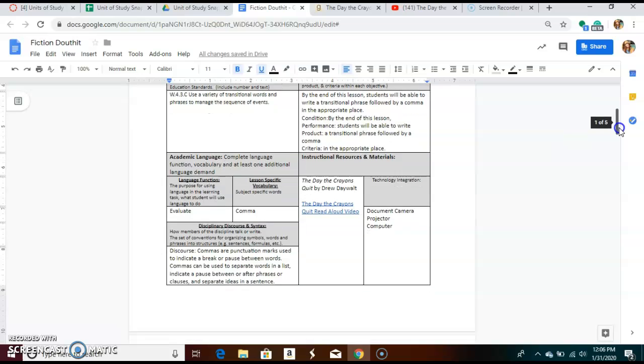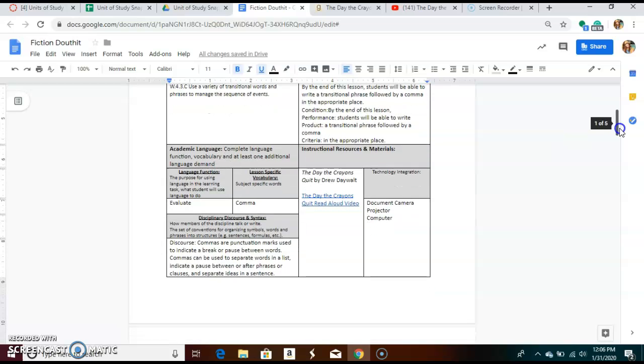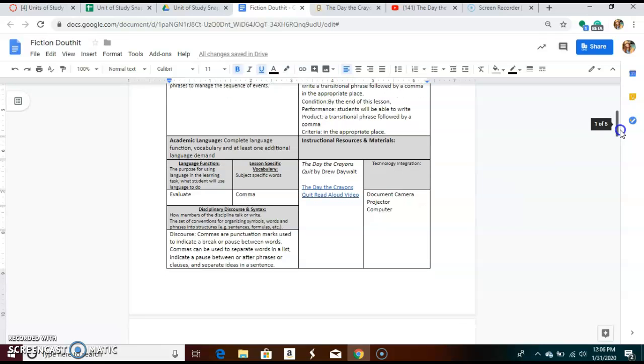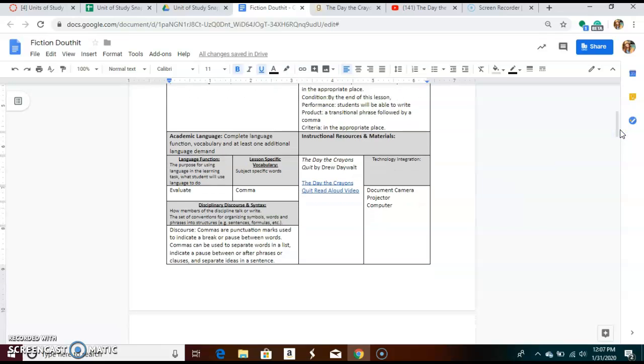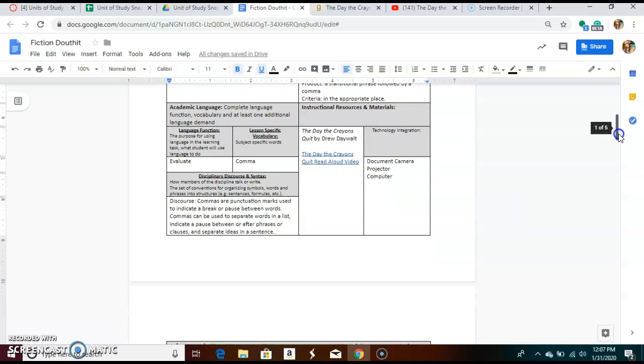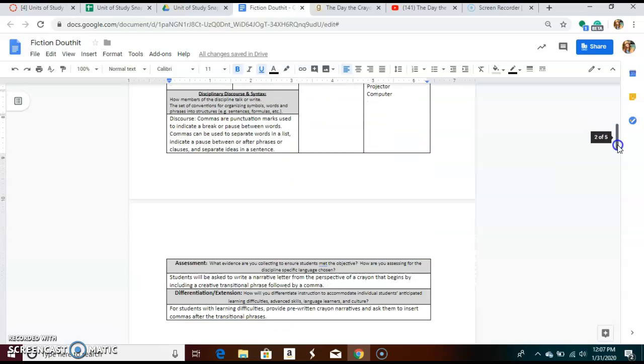The discourse for this lesson: commas are punctuation marks used to indicate a break or pause between words. Commas can be used to separate words in a list, indicate a pause between or after phrases or clauses, and separate ideas in a sentence. That would be the format for how conversations and discussions occur in the academic discipline.